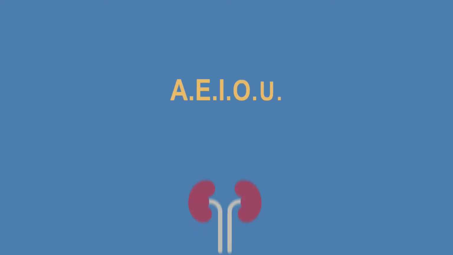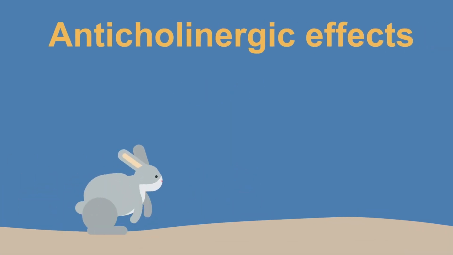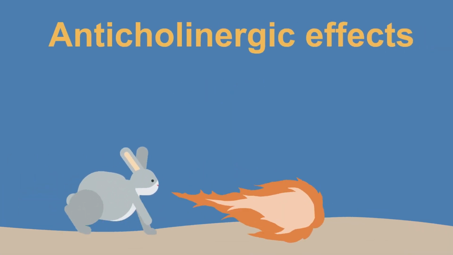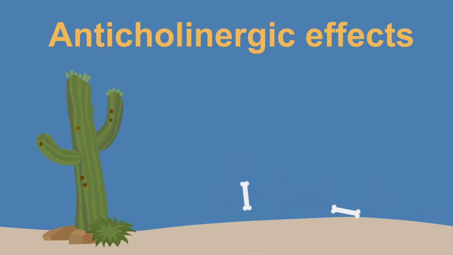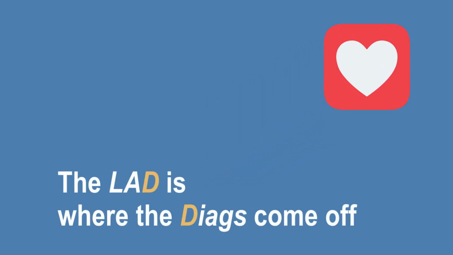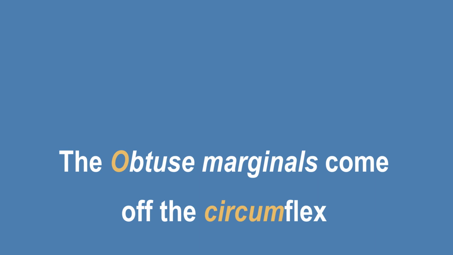Perhaps the most well-known acronym mnemonic is AEIOU, the indications for dialysis. A well-known memorable phrase mnemonic is hot as a hare, dry as a bone, and mad as a hatter for anticholinergics. And here's an example of a mnemonic using clever letter idiosyncrasies to remember coronary artery anatomy. The LAD is where the diags come off. And you can remember the obtuse marginals come off the left circumflex because the O looks like a circle.